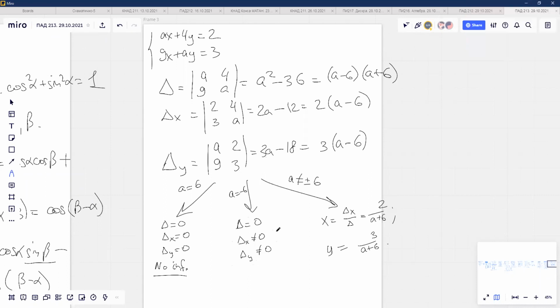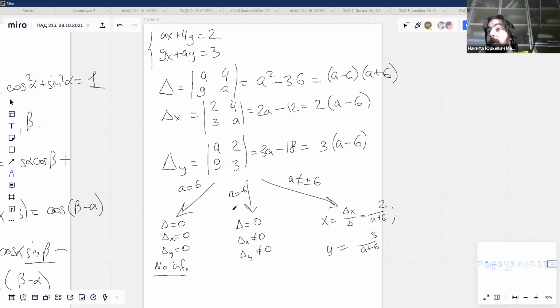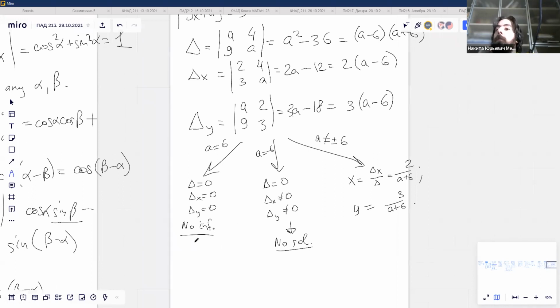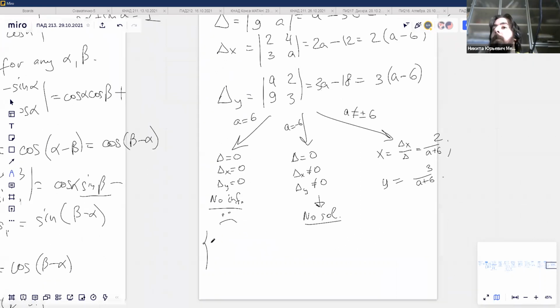So let's return to this case. So the situation is what I was talking about: delta equals 0, delta x doesn't, so by using the theorem that I stated, this automatically means there are no solutions. And indeed, there are no solutions in this case. And for this case, unfortunately, Cramer's rule doesn't work at all. It can't give us any relevant information, so we have to fall back.